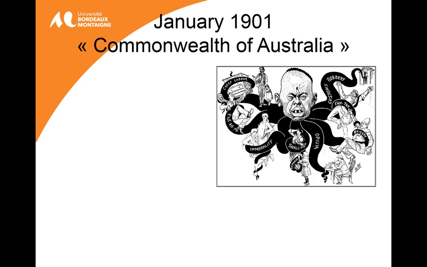So what happened is that the colonies, which had been developing fairly independently, each had its own military, its own railways, etc. So they were fairly independent from one another. But because of this Asian threat, they decided to unite and to become the Commonwealth of Australia. So the Commonwealth of Australia was proclaimed on January 1st, 1901.